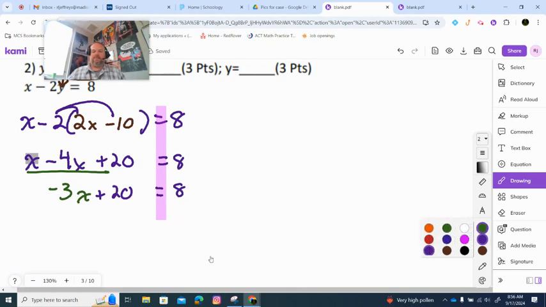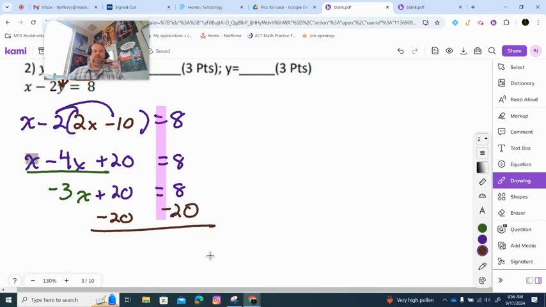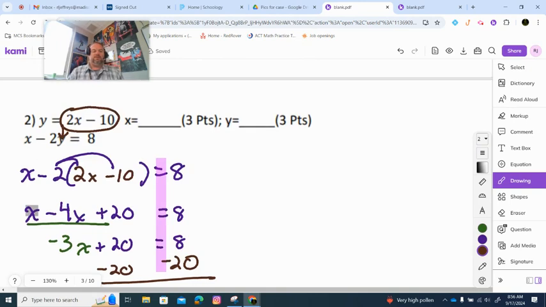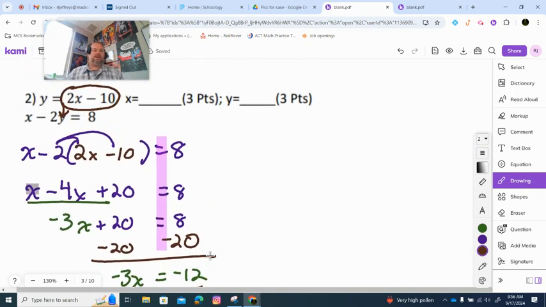All right. So when I get here, I'm going to subtract that 20. Yeah, I get negative 12. That's where that came in. Negative 3, negative 3. All right, so was that x? So x is 4.